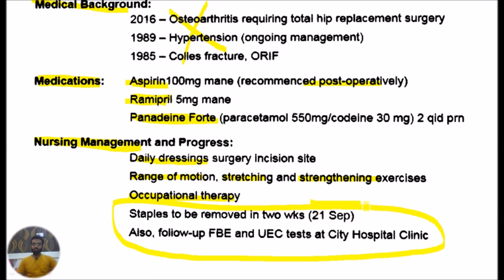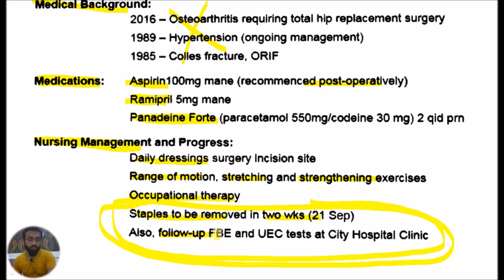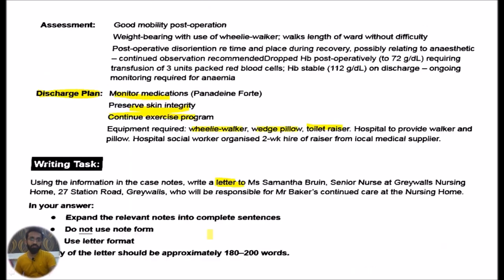So guys, these two lines given at the end of the nursing management paragraph, we will now read. Staples to be removed in 2 weeks, on 21st September, and a follow-up blood test. The staples removal and the follow-up blood test, we will write these two things in our concluding paragraph. We will mention there the follow-up visit. So we will not write these findings in the second paragraph. Then we will write the assessment in today's history paragraph.